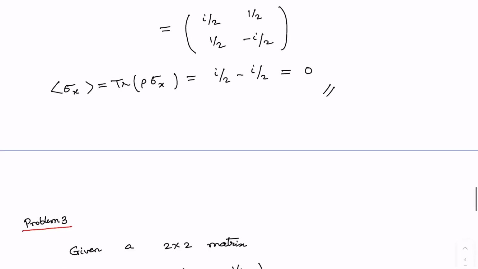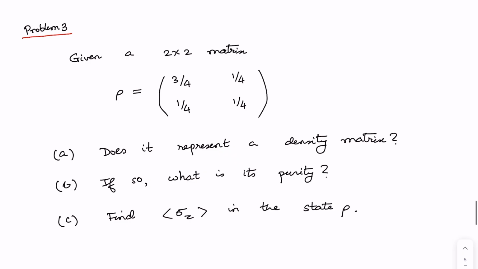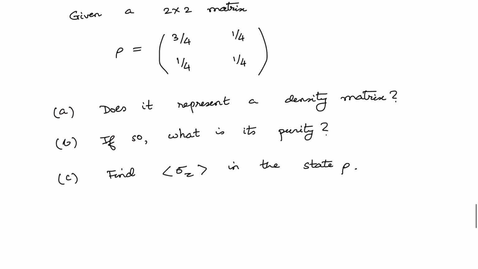Okay. Now let us do a somewhat similar problem. Given a 2 by 2 matrix, its diagonal elements are 3/4, 1/4, and off diagonal elements are 1/4 and 1/4. The first part of the question, does it represent a density matrix? Then second part, if so, what is its purity? Third part, find the expectation value of sigma z, where sigma z is the z component of the Pauli matrix or the Pauli vector. So let us do it.